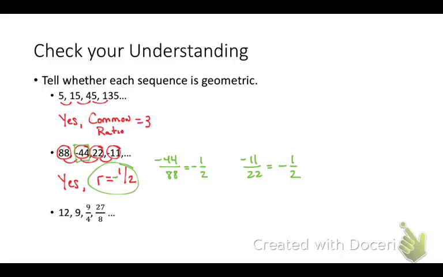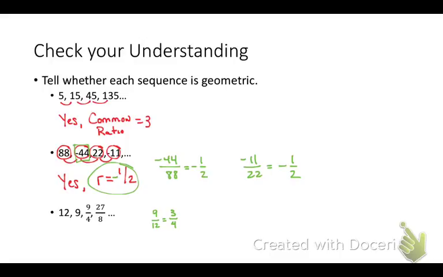Same way on the third one. What do you think? Yes, no, or maybe? What are going to be the two easiest ones to check? 9 and 12. I'm going to go later first. So if I go 9 and 12, what does that reduce to? 3/4. All right, I can divide both of them by 3.